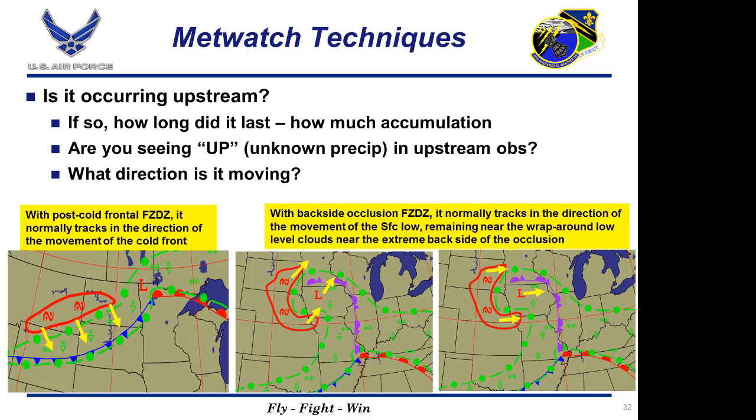In these 3 examples, the freezing drizzle reports would all be moving in the direction of the yellow arrows. Behind the front, it would move in the direction of the surface cold frontal movement. In the 2 examples with the occlusion, the freezing drizzle would move with the track of the surface low pressure system.